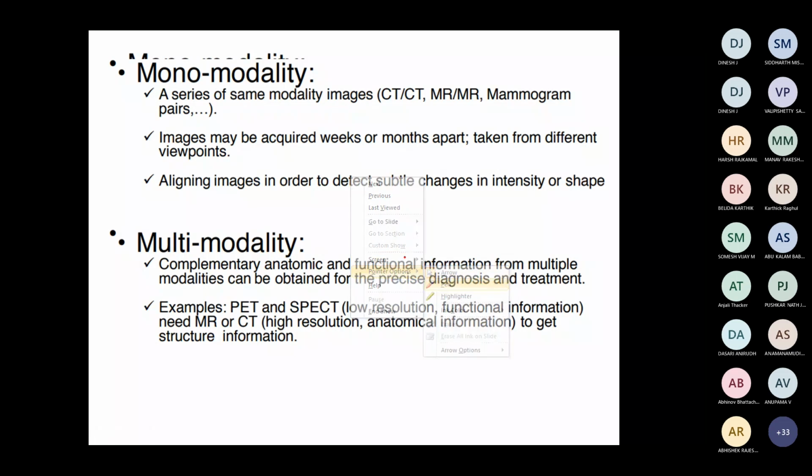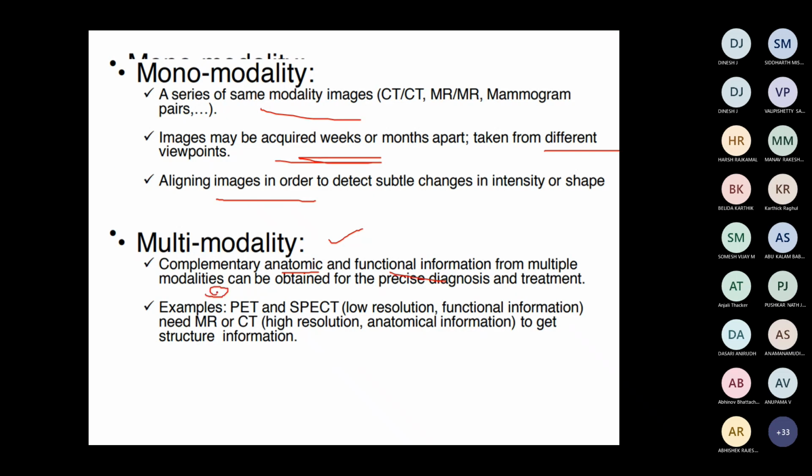And then what is monomodality here? It is a series of images of the same modality. For this, we have to take the images over weeks or months, and they have to be taken from different viewpoints. Here it is aligning the images in order to detect subtle changes in intensity or shape. Multimodality: here we are considering complementary anatomic and functional information from multiple modalities, and it can be obtained for precise diagnosis and treatment.